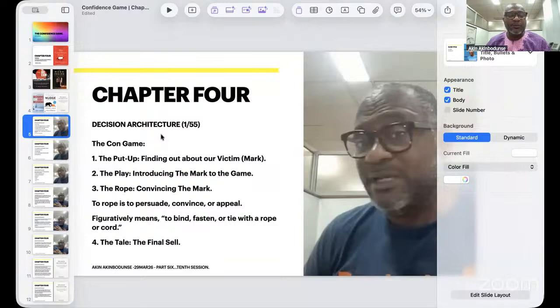Alrighty. So we've been talking about the con game, and we say the con game is divided into four parts, which is what the book is broken into. The put up, where we try to find out about the person that we want to work with. From an unethical standpoint, a con game is the victim. From an ethical standpoint, is our audience, our target audience. For you to be able to communicate rightly or make the right presentation, you need to know the audience you're trying to make the presentation to.